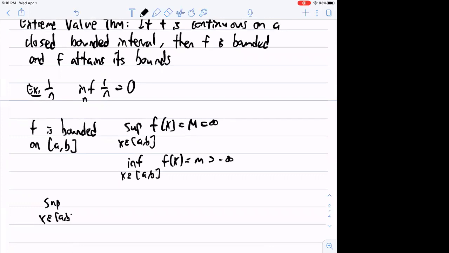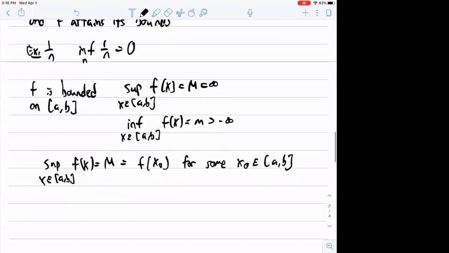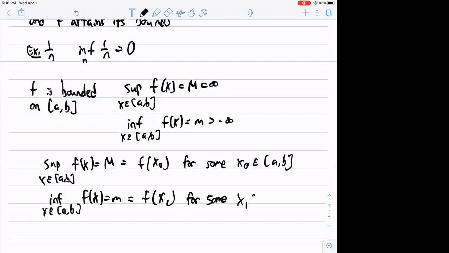So it's m, but it's also f of x naught for some x naught in [a, b]. And similarly for the supremum, it's f of, I'll say x1, for some x1. So there's actually a value where you attain the sup and the inf.